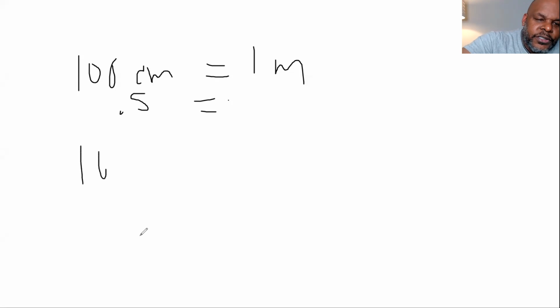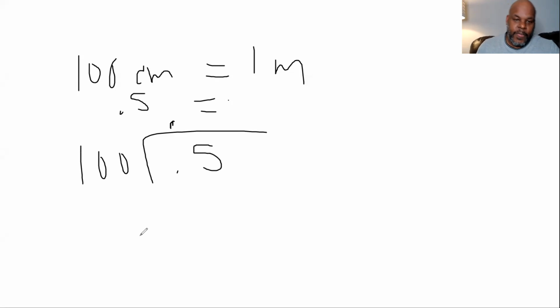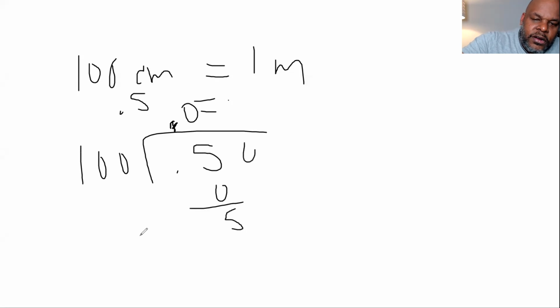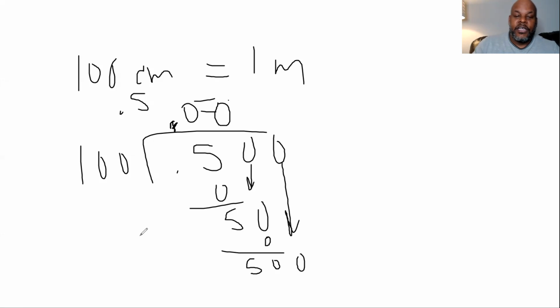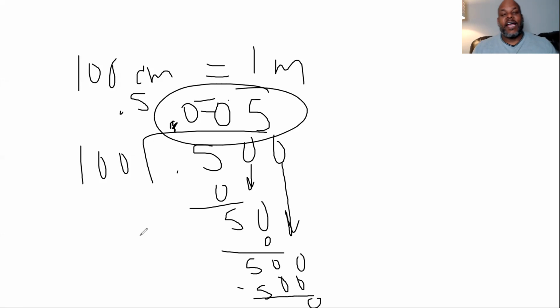So 100 divided into 5/10. We go ahead and put the 0 there. The decimal there, carried up. How many hundreds go into 5? 0. Bring down the 0. How many go into 50? 0. Bring down a 0. How many hundreds go into 500? 5. So the answer is 5/1000ths.